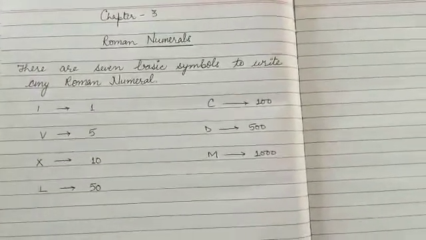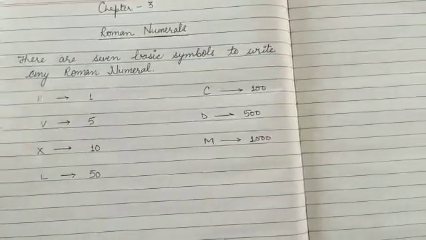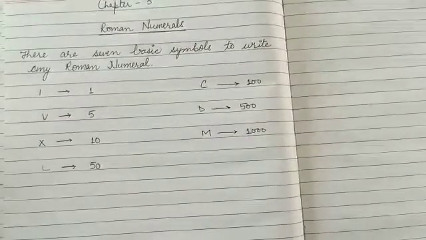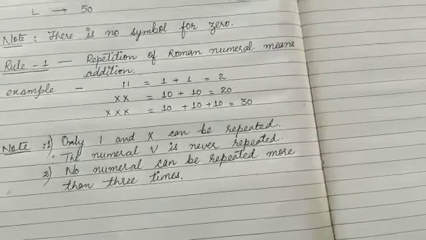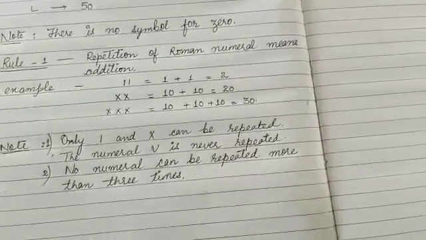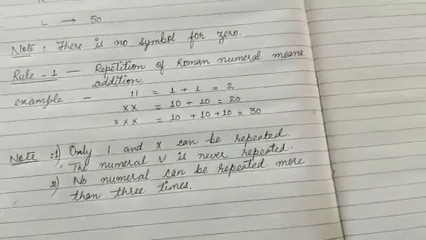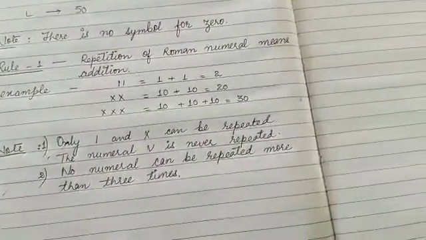In order to write Roman numerals, we need to follow certain rules, and there are 4 rules to write Roman numerals, which we will learn one by one. Before starting with the first rule, we should note that there is no symbol for 0. Yes, in Roman numerals there is no symbol that denotes 0.